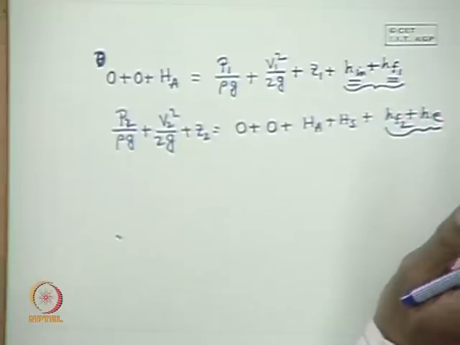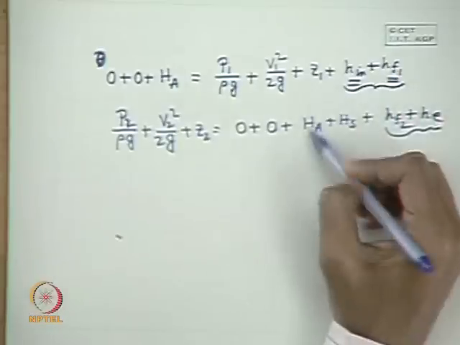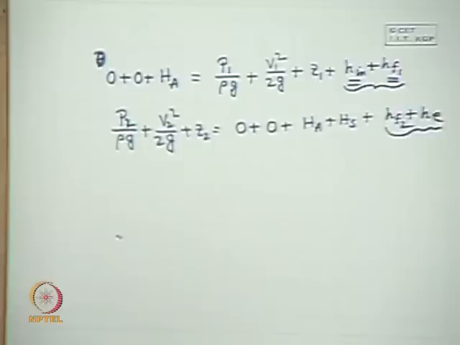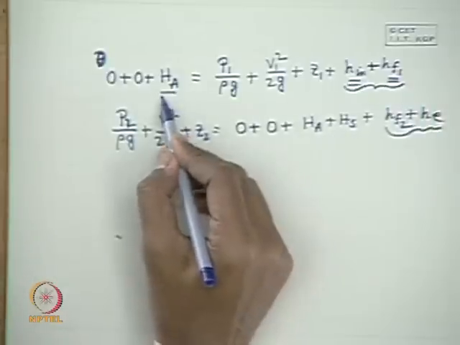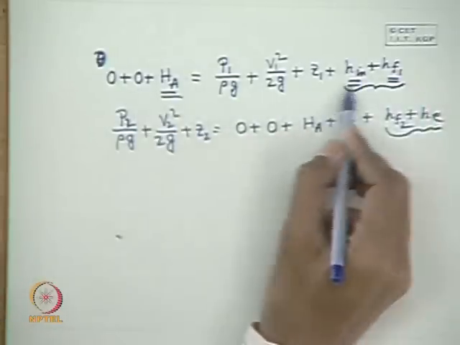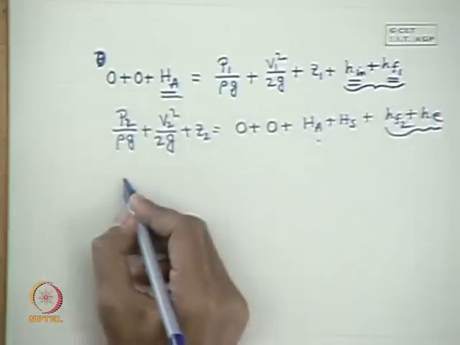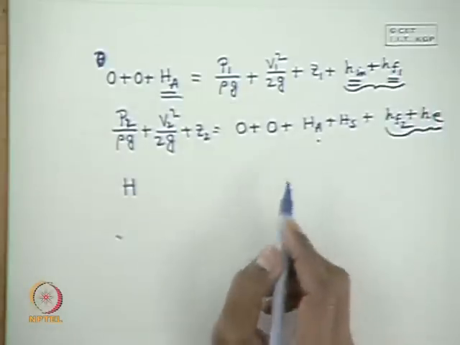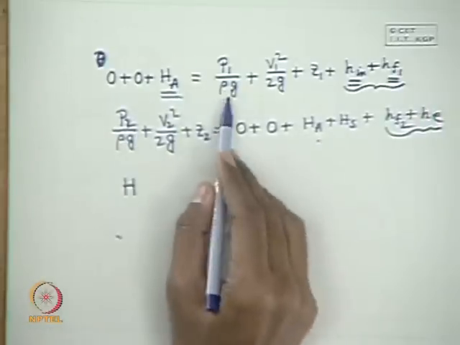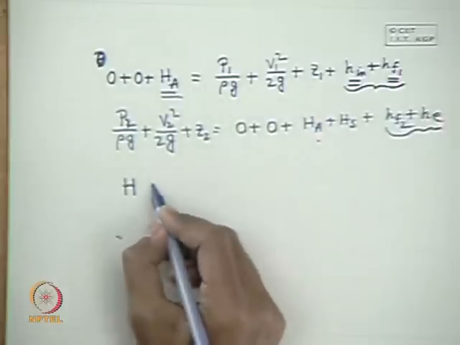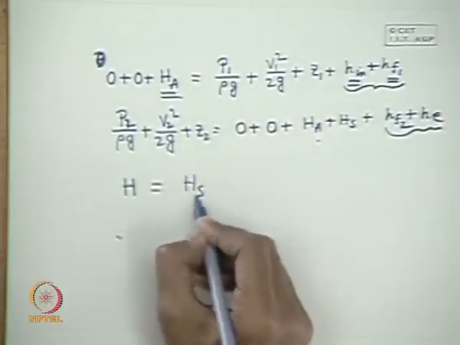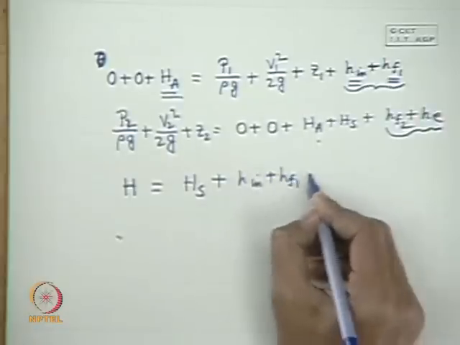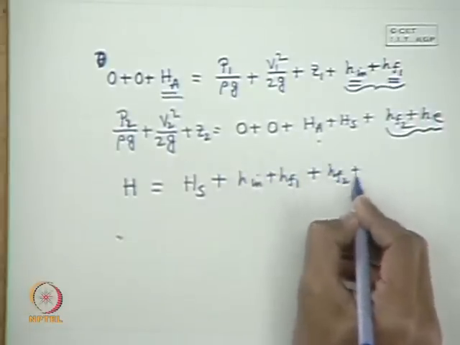Any query, please ask me. Any query? This is very simple Bernoulli's equation, all right. Now, if we substitute HA from this equation into this equation, then we simply get the head developed. If you just substitute this equation and take P1 by rho g, V1 square by 2g, Z1 to this side, it is a very simple expression. We get H in plus HF1 plus HF2 plus H.